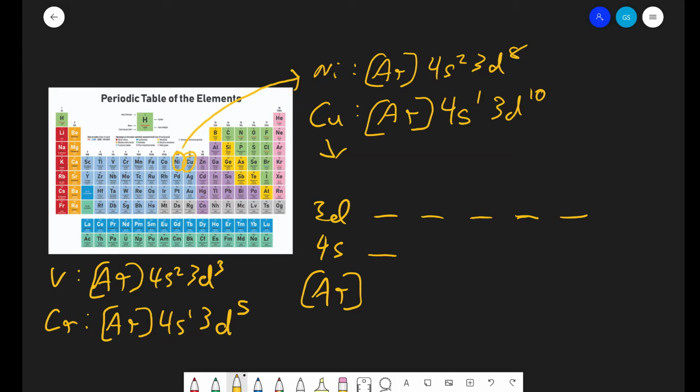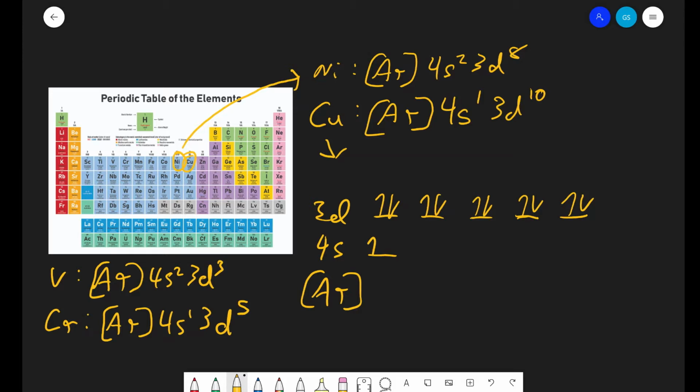so 4s1, let's first draw it out. 4s1, right? And then 3d10. So 1, 2, 3, 4, 5, 6, 7, 8, 9, 10. Now, the explanation I was told in my chemistry class, and technically it's not the right one, but you can sort of just know this for now, unless you choose to pursue chemistry in the future at a university, then there's an actual explanation for why things are weird like this with copper and other examples.